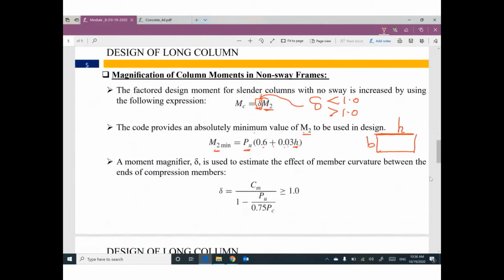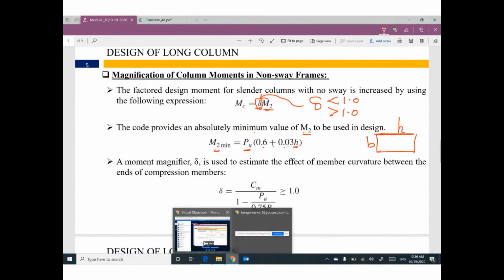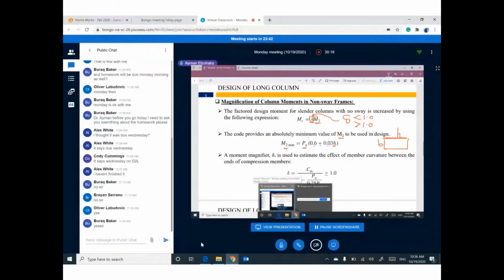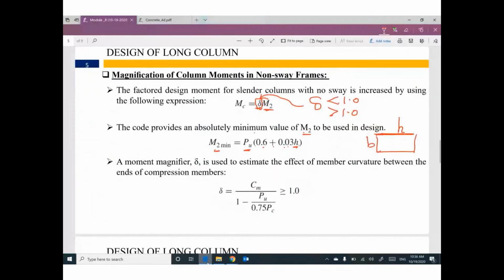If you understand this point, you can answer my question. Delta will be greater than 1 or smaller than 1? Any answer? Guys, delta times M2. Delta will be a value greater than 1 or smaller than 1? What do you think?